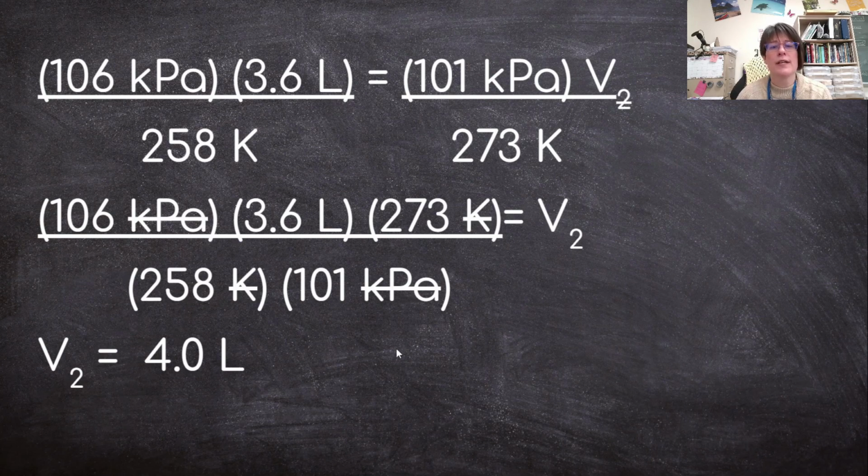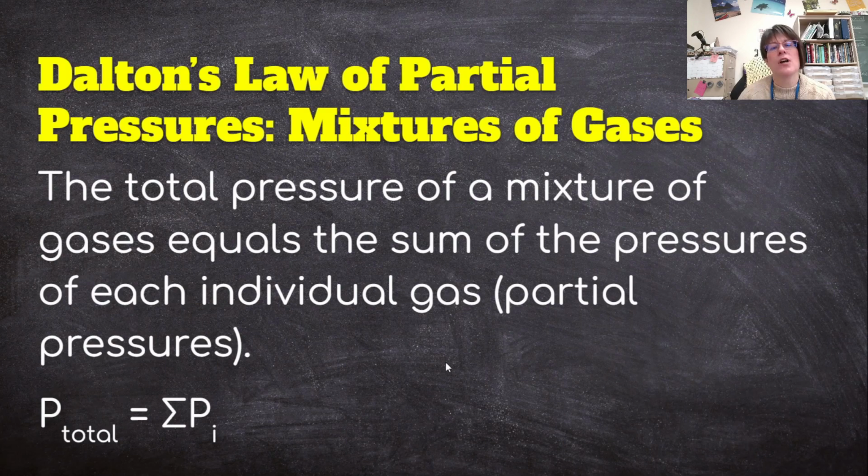And like I said, you can take that apart and just use 2 of the quantities if you need to. The final gas law I want to talk about is Dalton's law of partial pressures, and this deals with mixtures of gases. This says that the total pressure of a mixture of gases equals the sum of the pressures of each individual gas, and those pressures are also called partial pressures. So an equation for that is P total equals sigma, which means sum, of the pressures of little i, which means individual gases. And I just have the sigma sign there because it's as many gases as you have.